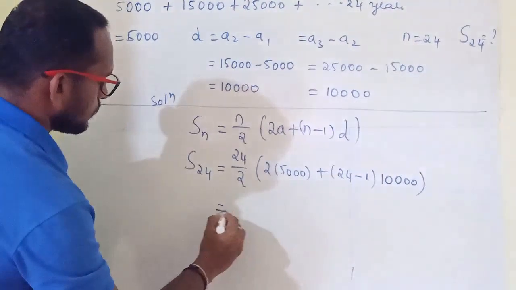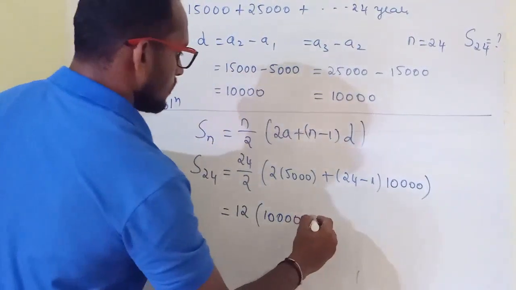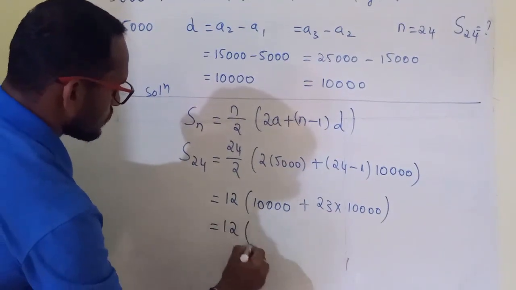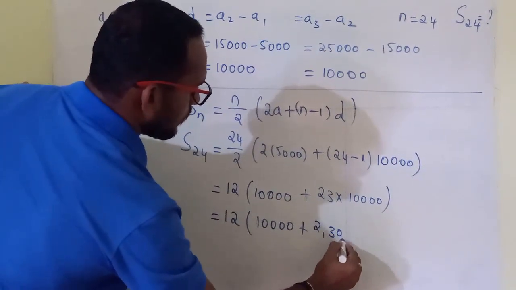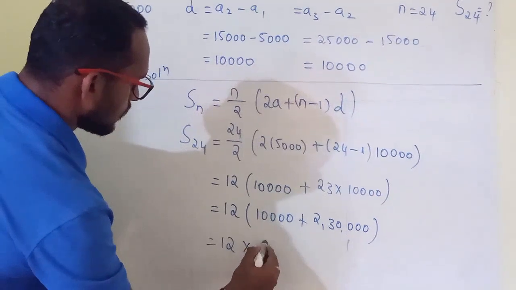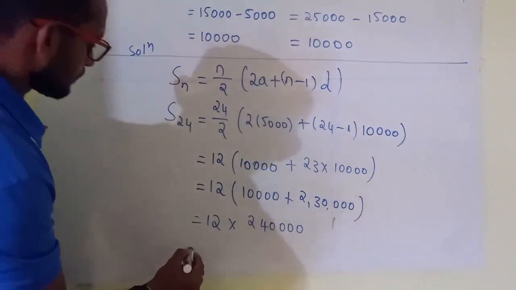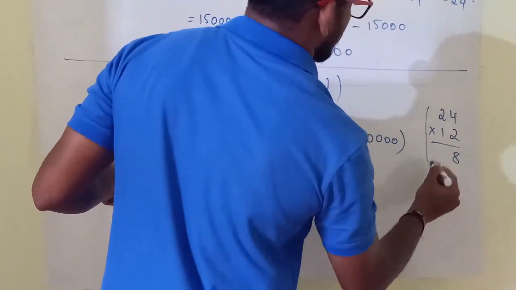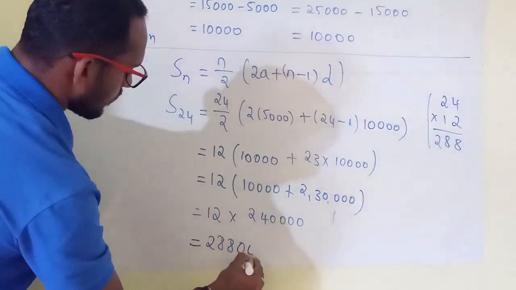Now 24 over 2 gives 12 here. 5,000 doubled gives 10,000, plus 24 minus 1, which is 23, into 10,000. Now simplify this. 10,000 I'm writing as it is, and 23 into 10,000 gives 2,30,000. So 2,30,000 plus 10,000 is 2,40,000, and this is multiplied by 12. Let me multiply 24 into 12: 2 fours are 8, 2 twos are 4, 4 ones are 4, 4 plus 4 is 8, and 2 ones are 2. So at last 288, and 4 zeros I'll put here.